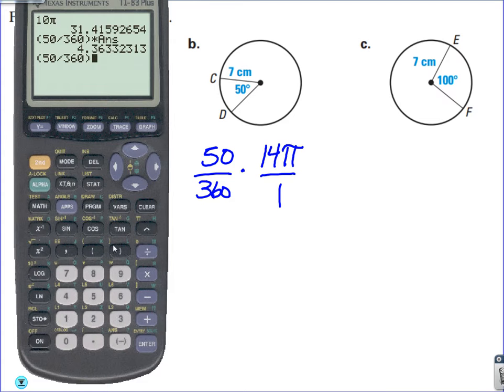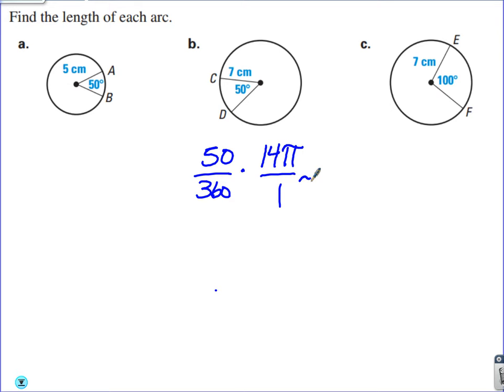53/60ths of 14 pi. About 6.11. That makes sense. About 6.11 centimeters. There you go.